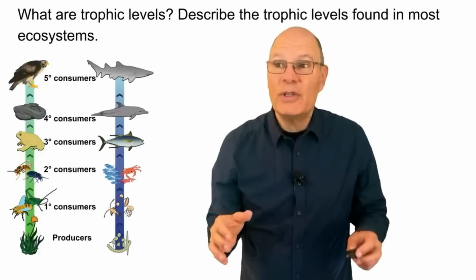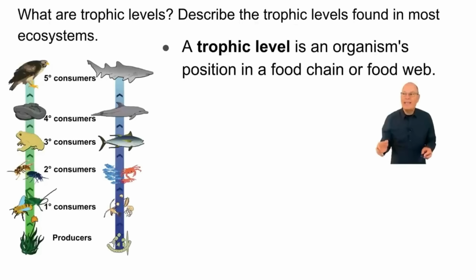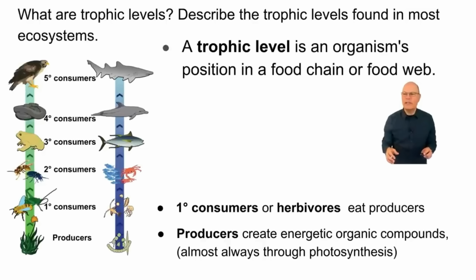What are trophic levels? Describe the trophic levels found in most ecosystems. A trophic level is an organism's position in a food chain or a food web. You've seen this word root troph before in terms like heterotroph and autotroph, which we worked with in Unit 3. Producers, autotrophs, create energetic compounds almost always through photosynthesis. The one notable exception are those ecosystems that are based on geothermal energy way under the sea near hydrothermal vents.